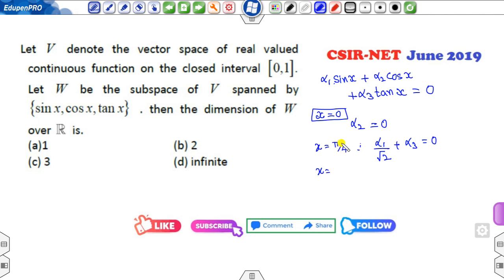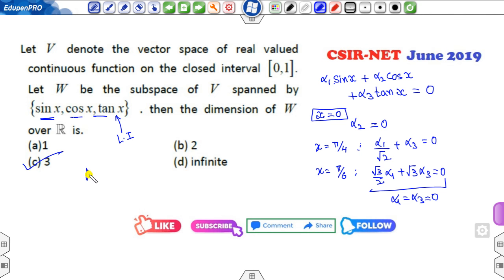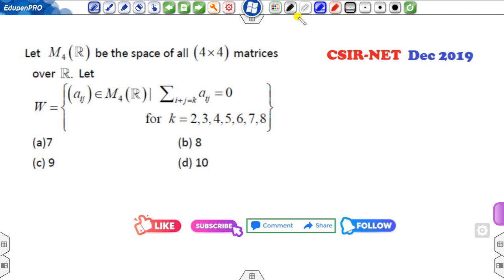Which number can you choose so that you can find the value of alpha is 0, say pi by 6, which is 60 degrees. Root 3 over 2 alpha 1 and root 3 alpha 3. Clearly from these two equations alpha is 0. So that means this set is my LI. Once it is LI, what is the dimension of this? 3 is the right answer of this problem.